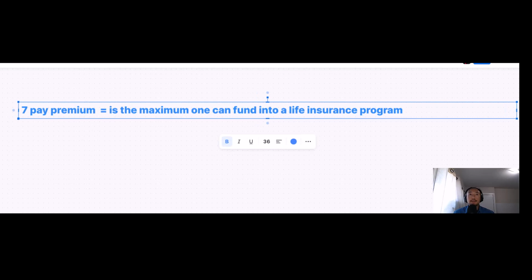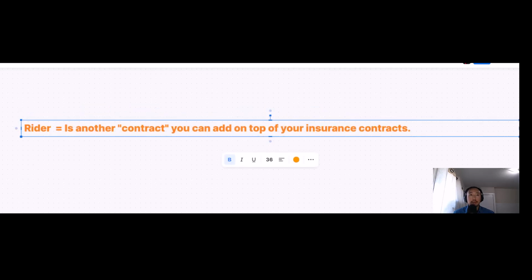And 7-pay premium is the maximum you can fund your policy before it is deemed an investment vehicle to the IRS. When you hear me say 7-pay your program, just replace the words with max fund my program. And the next definition is what we call rider. A rider is what you can add on top of your insurance contract.